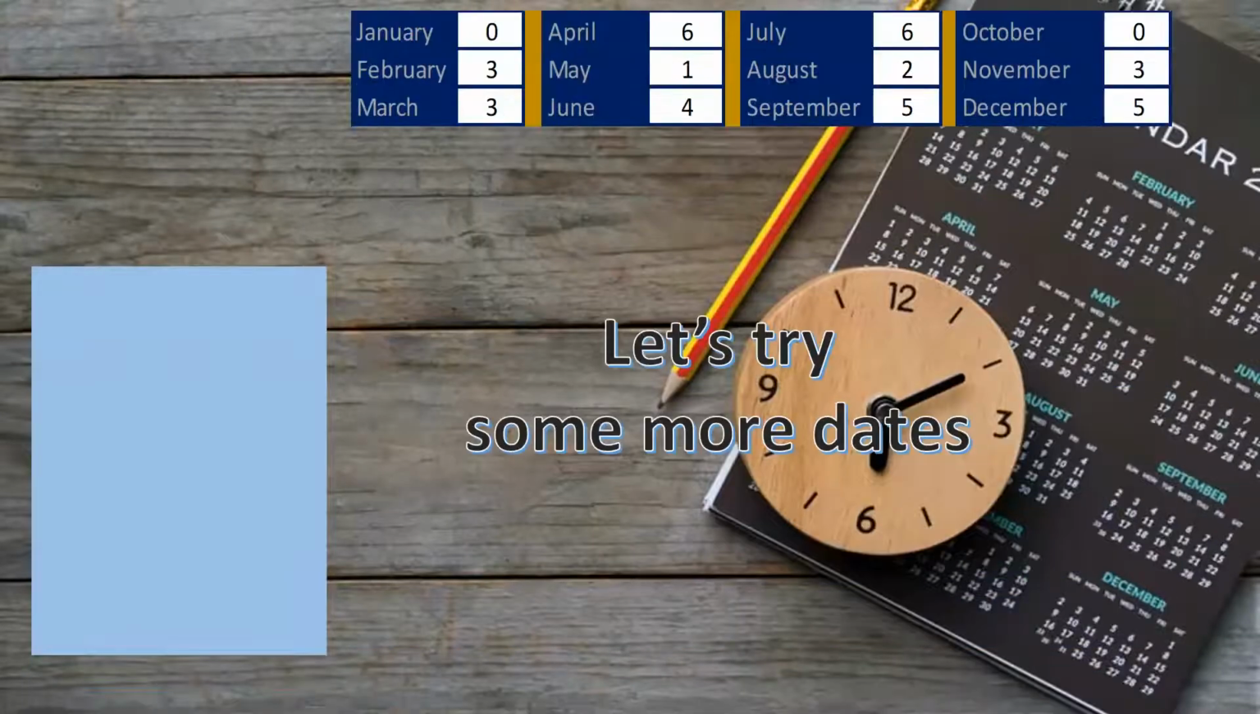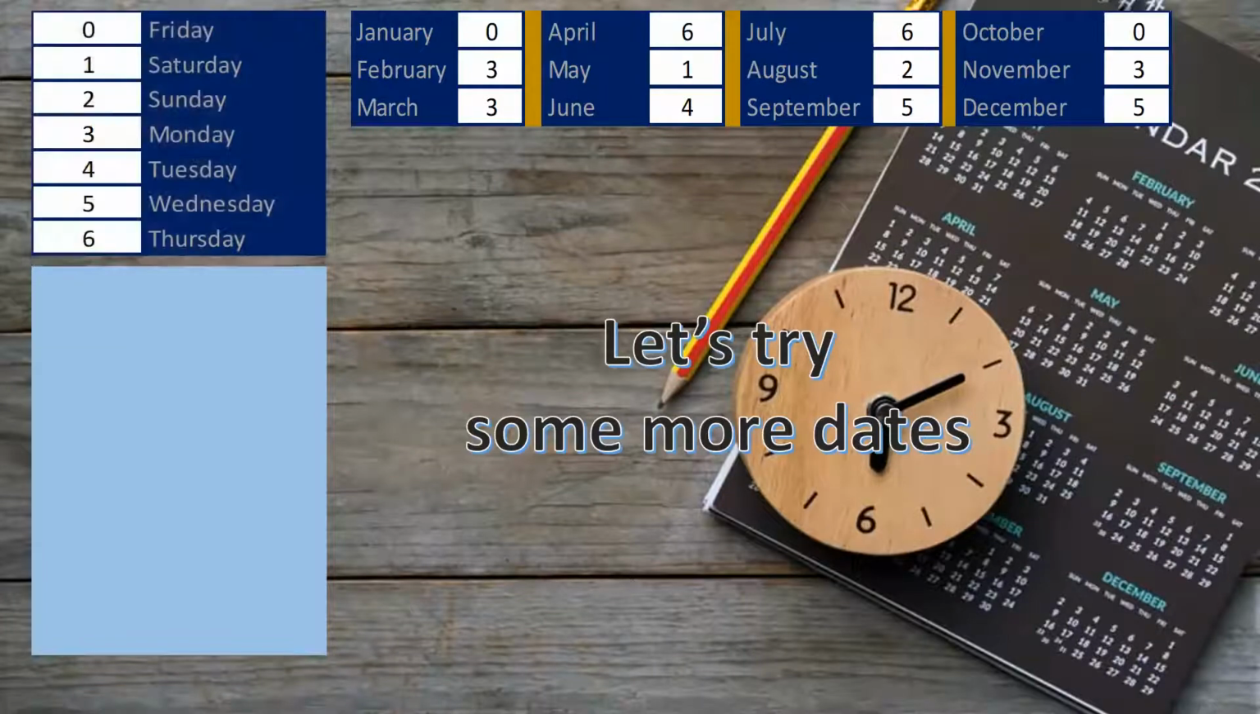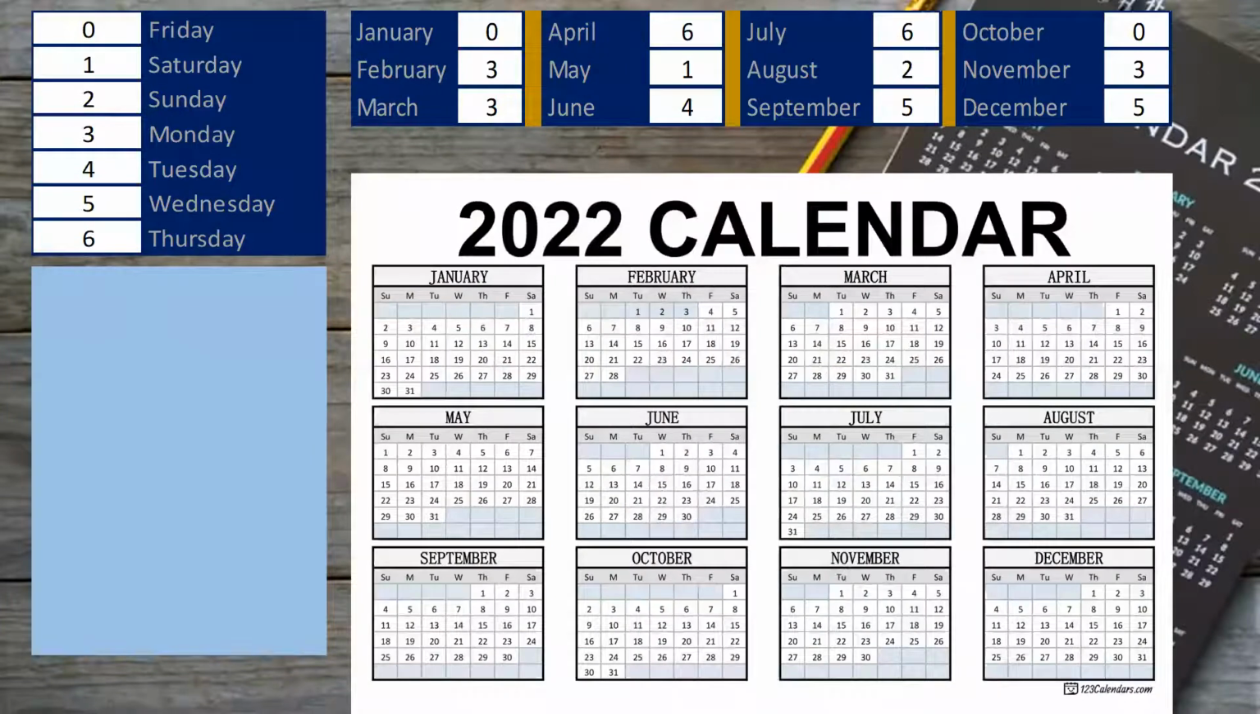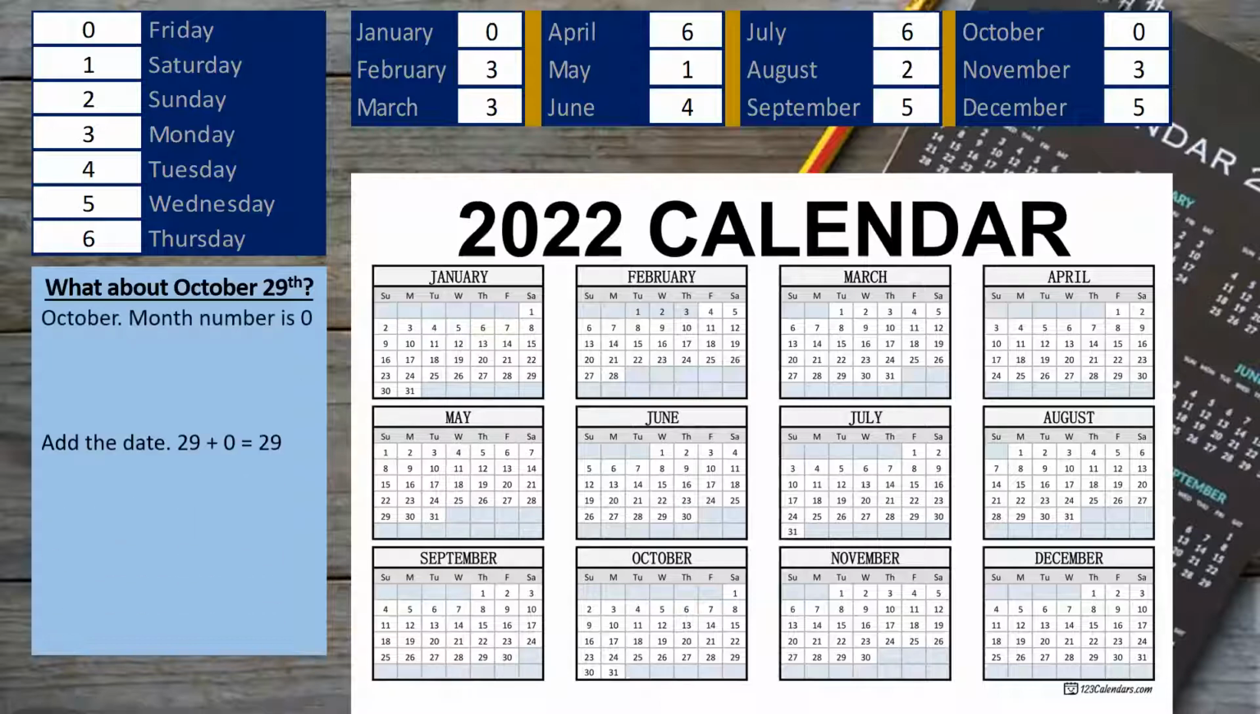Okay, let's bring back our tools again. You've got the month numbers, the days of the week, the calendar again. Let's just come up with a date, October 29th. Will it work for this date? Let's see. October, the month number is 0. 29 added to 0, you have 29. Divided by 7, the remainder is 1. Look up the table above. 1 is a Saturday. Look at the calendar, October 29th indeed is a Saturday.